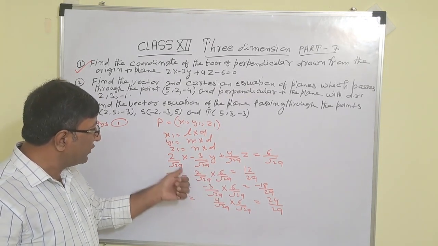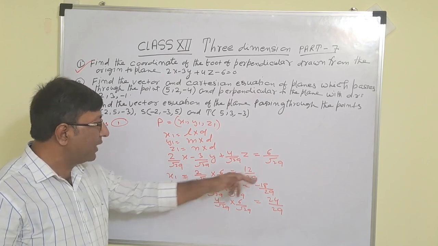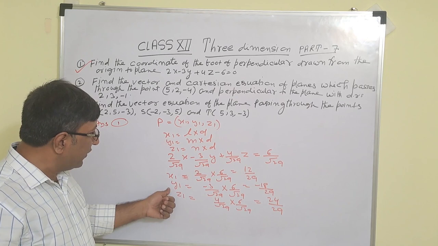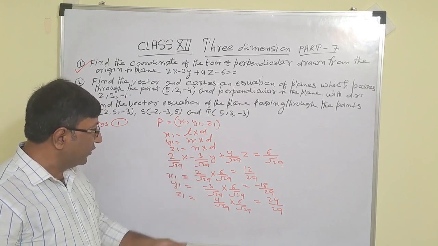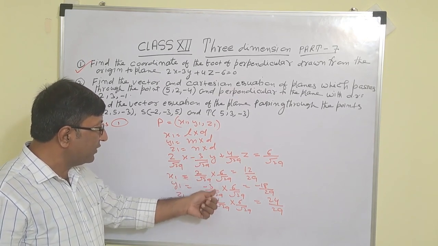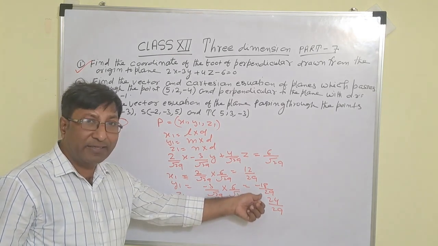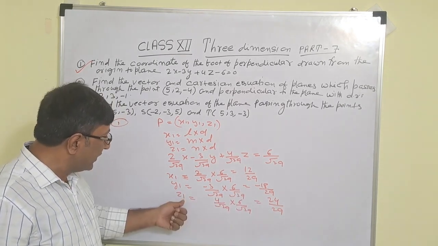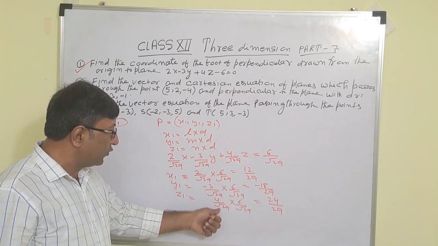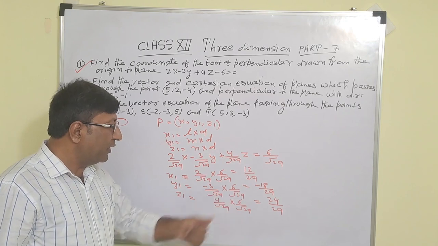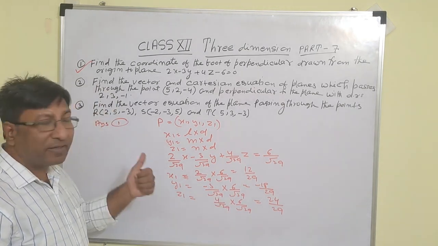l into d, that is 2 by root 29 multiplied by 6 by root 29, which is 12 upon 29. In the same way, y1 equal to what? m into d. So m is minus 3 by root 29 multiplied by 6 by root 29, so this is minus 18 by 29. In the same way, z1 equal to 4 by root 29 multiplied by 6 by root 29, so this is 24 by 29. This is the correct answer.